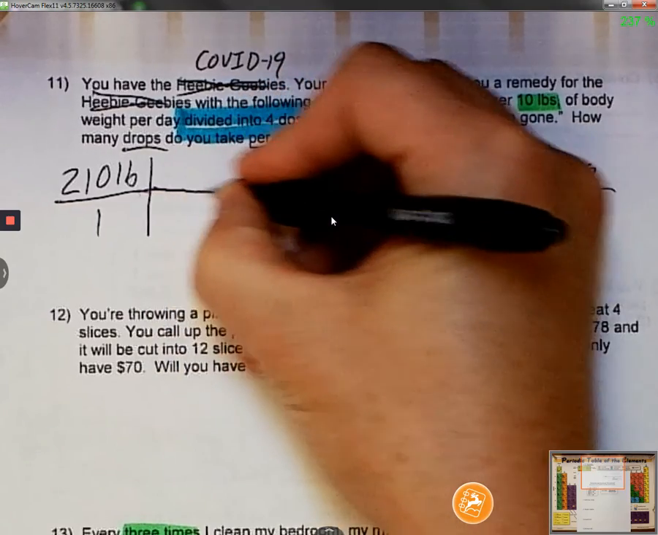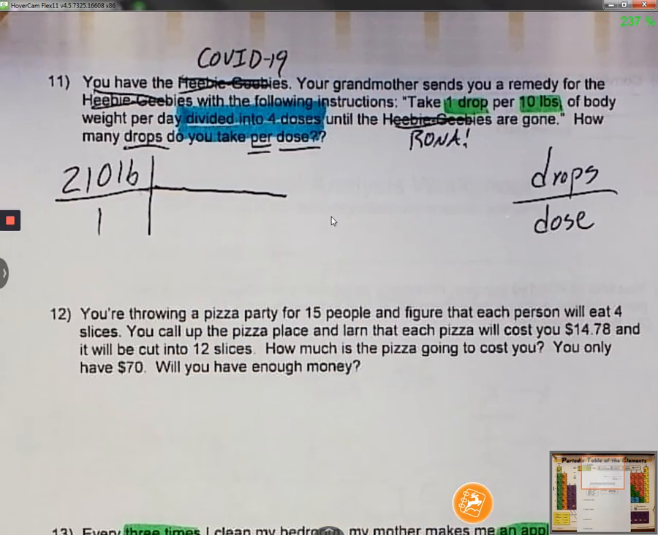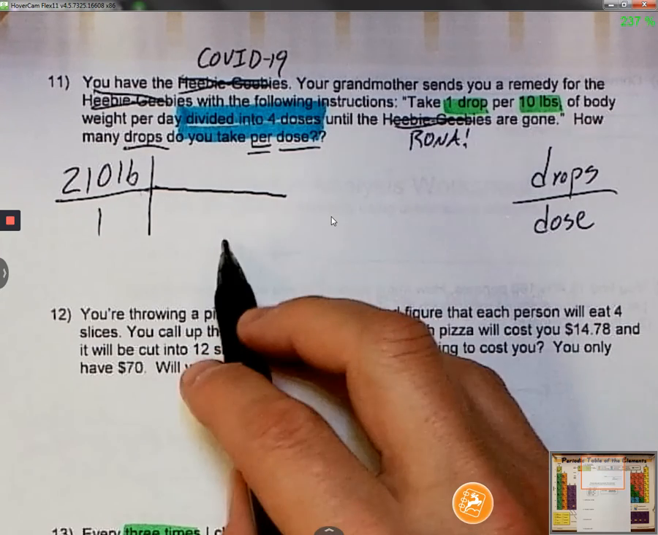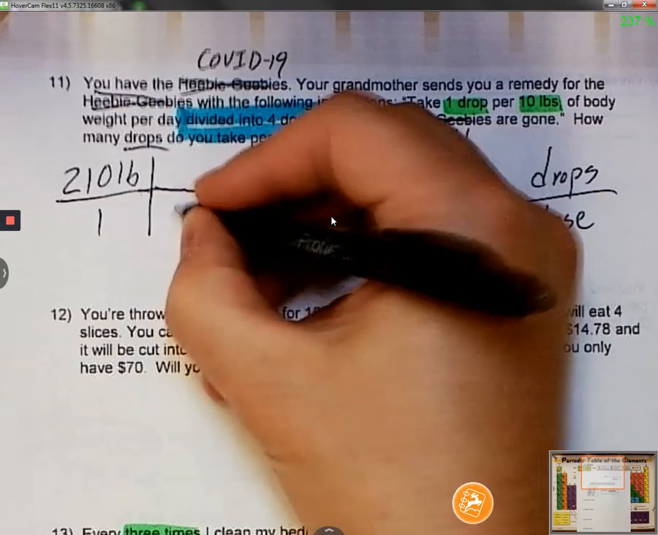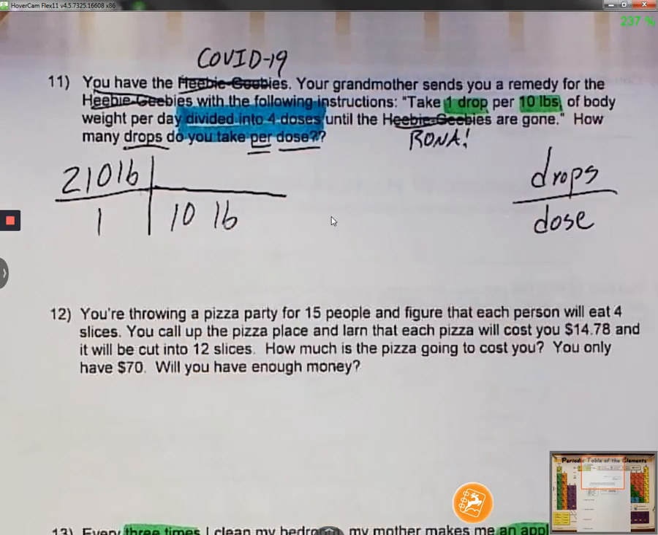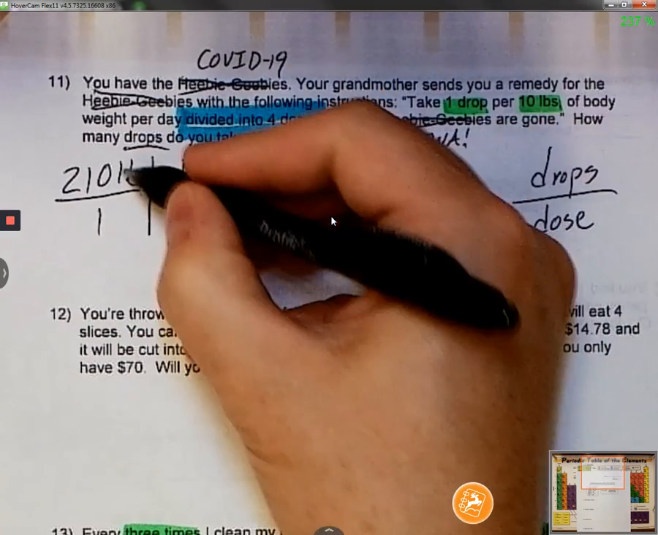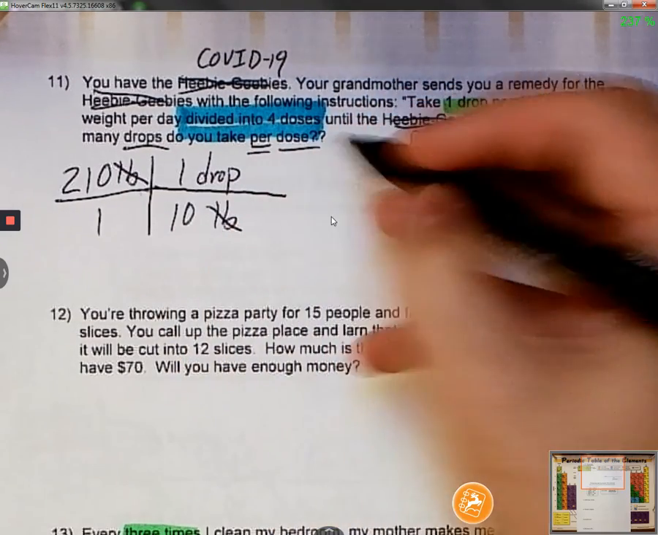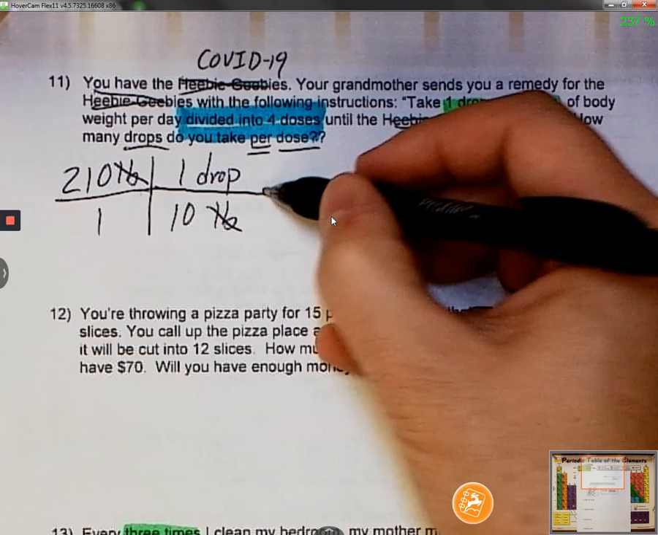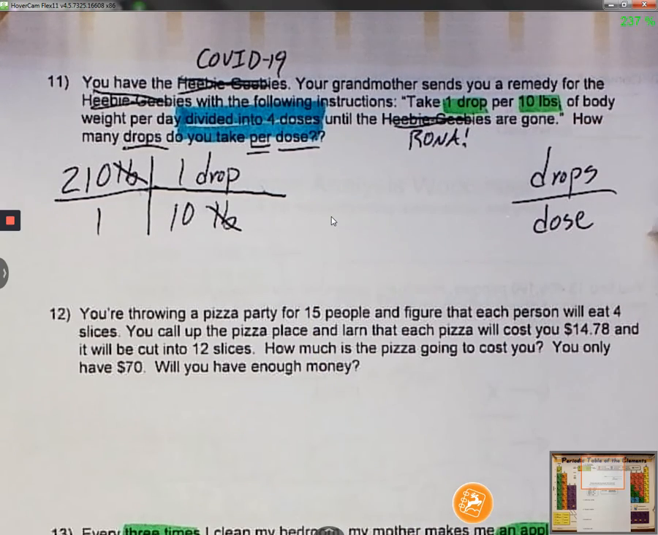So where do I go from pounds according to what they tell me up here? 1 drop equals 10 pounds. So what goes on the bottom? Pounds. So 10 pounds goes on the bottom, and 1 drop goes on top. At this point, if I did pounds divided by pounds, those would cancel and I'd have drops. Well, I don't want to just have drops. I want to have drops per dose, right?